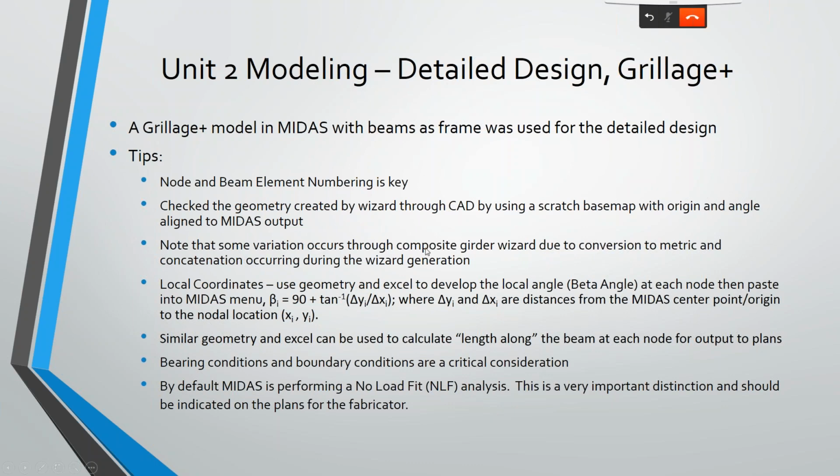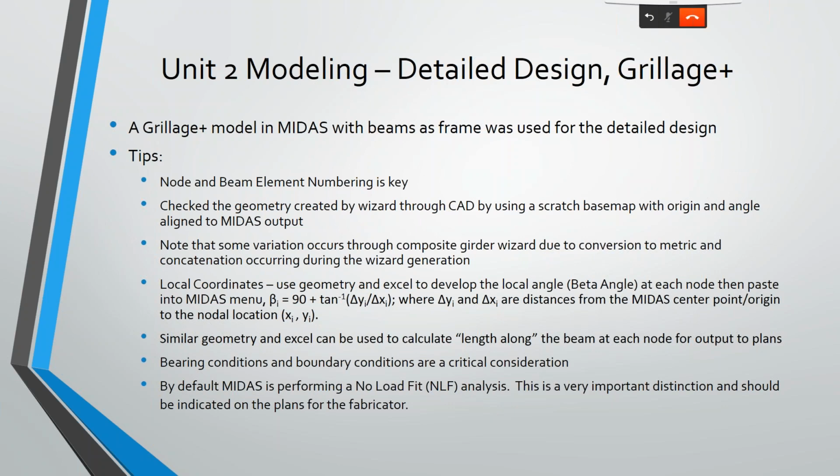There is variation that occurs through the composite girder wizard. It's due to conversion that Midas is making. Whenever you run that wizard, it's converting all of your numbers into metric. It's then going to create the model, and then it's converting back into standard units. Because of that and some concatenation that's happening in the metric, there is some differential, but it's usually pretty small. And since finite element modeling is an approximate method anyway, we didn't feel it makes a big difference.